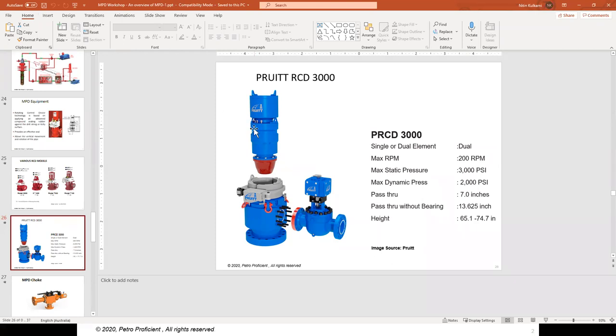So if you have a Kelly, it can be used, and there is no need for you to use 200 RPM to drill because of the RCD. The specification of the RCD only says that you can use only up to 200 RPM. You cannot go beyond that, otherwise the seals and the hydraulic equipment will get damaged. So this is what it says.